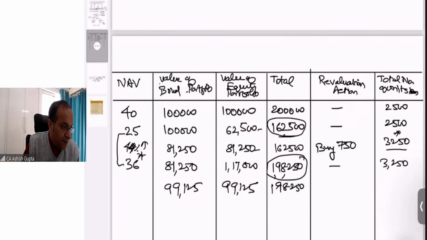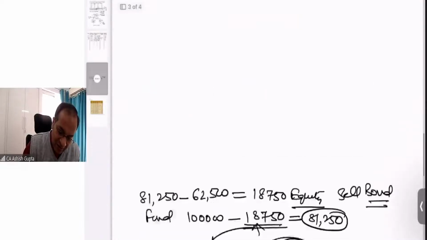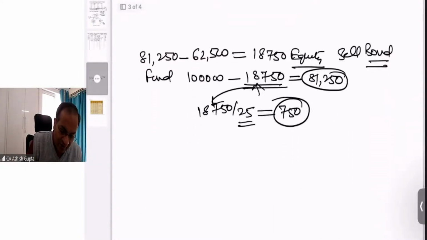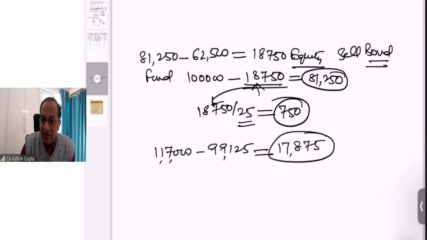Now student, please see here. I am holding this much of amount, and I have to reduce the value to this. So I will do the sell action. Earlier I was doing the buying action, now I will do the sell action. So 1,17,000 minus 99,125, I need this much of amount. So I will sell 17,875 rupees worth of security.